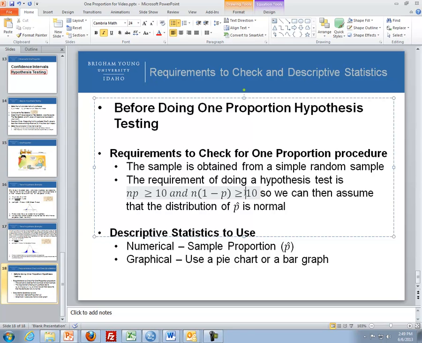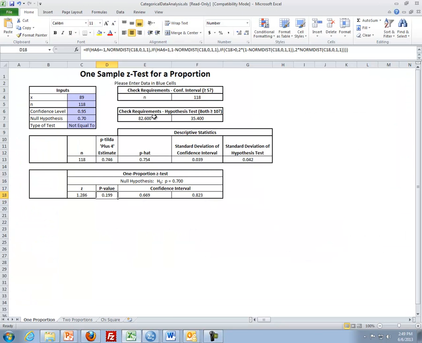Okay, but where we can check these requirements, if we go to the last example, we can check the requirements right here. These formulas up here show us in Excel how we're calculating these, and we find here that both of these numbers are greater than or equal to 10, so that we can assume that the requirement is met.